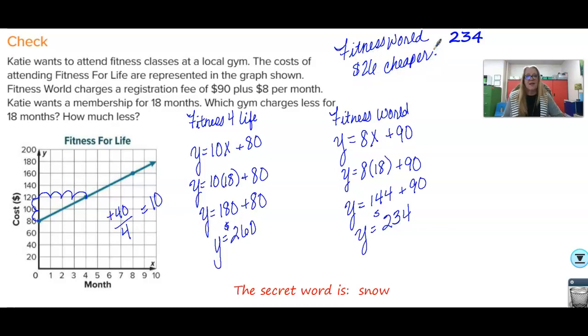Okay. So those are your Part B examples. The next video will be the Part B practice problems. For now, though, you get a secret word assignment for this little video, and the secret word is snow, okay? So when you go on over to McGraw-Hill, there'll be a Part B secret word assignment, and you select the answer that is snow, okay?